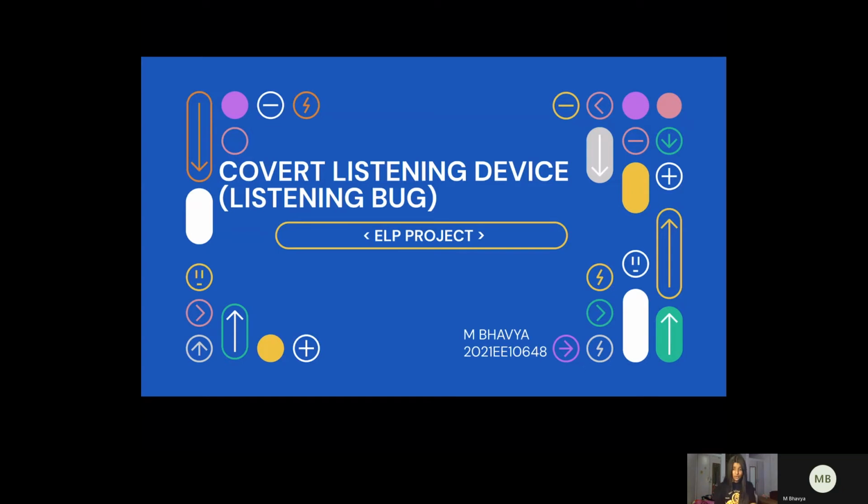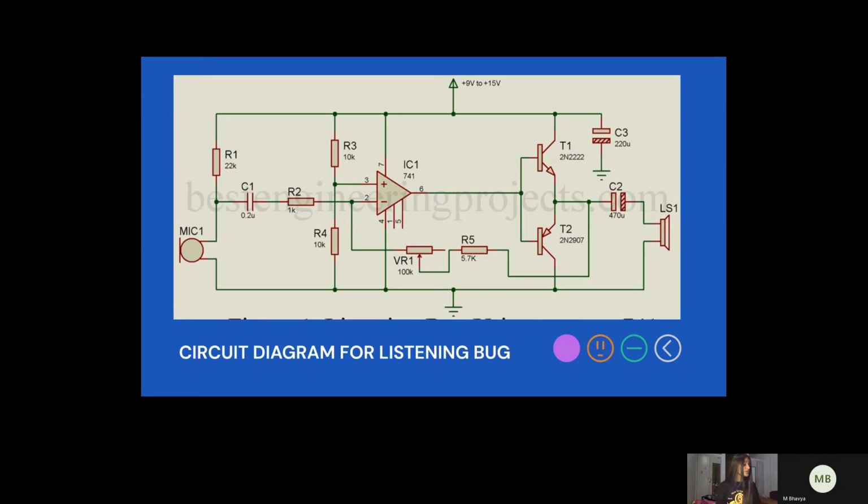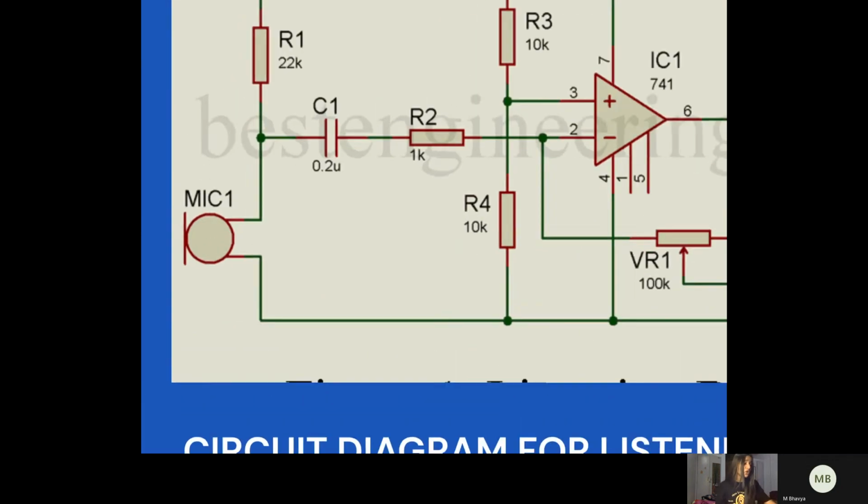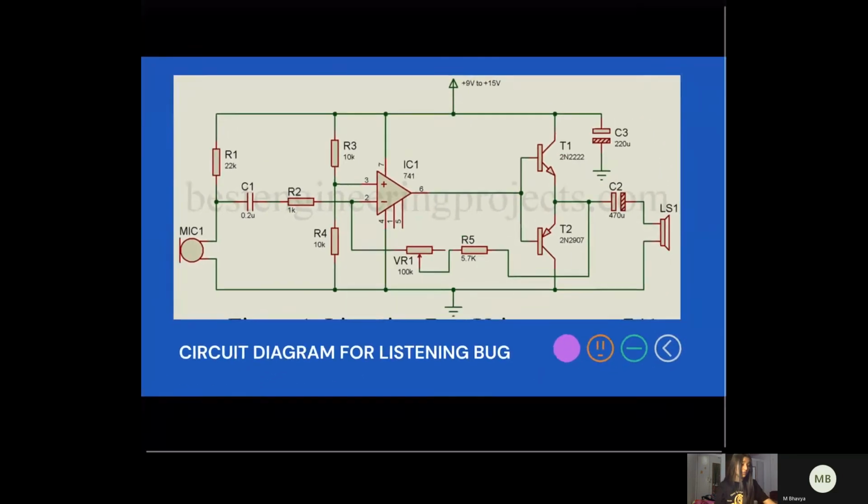When I researched this topic, I realized that it used the operational amplifier IC741, which was also taught to us during the ELP course, and hence I chose this topic. Starting from the circuit diagram of the listening bug, I'll start from the very first component, which is the microphone.